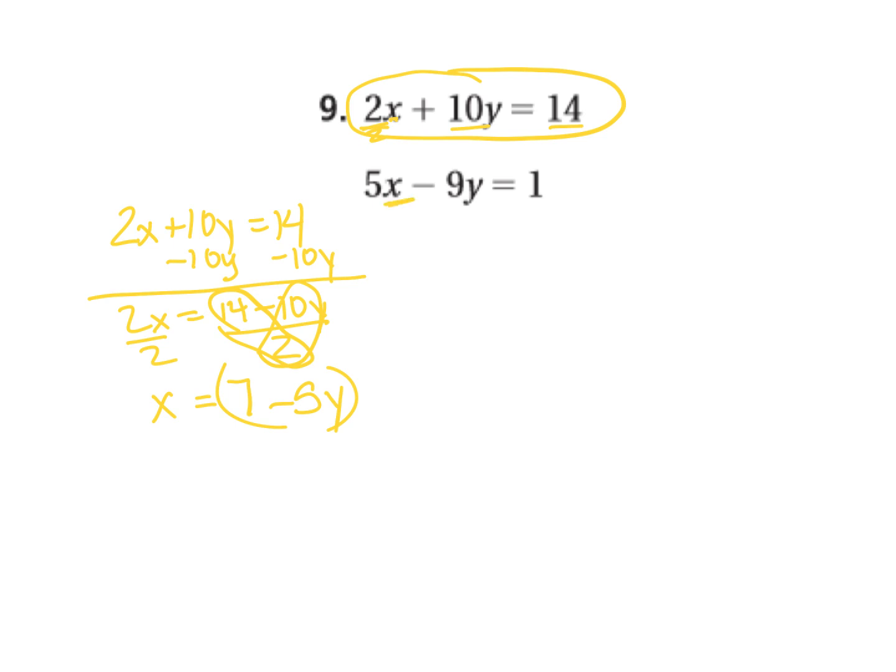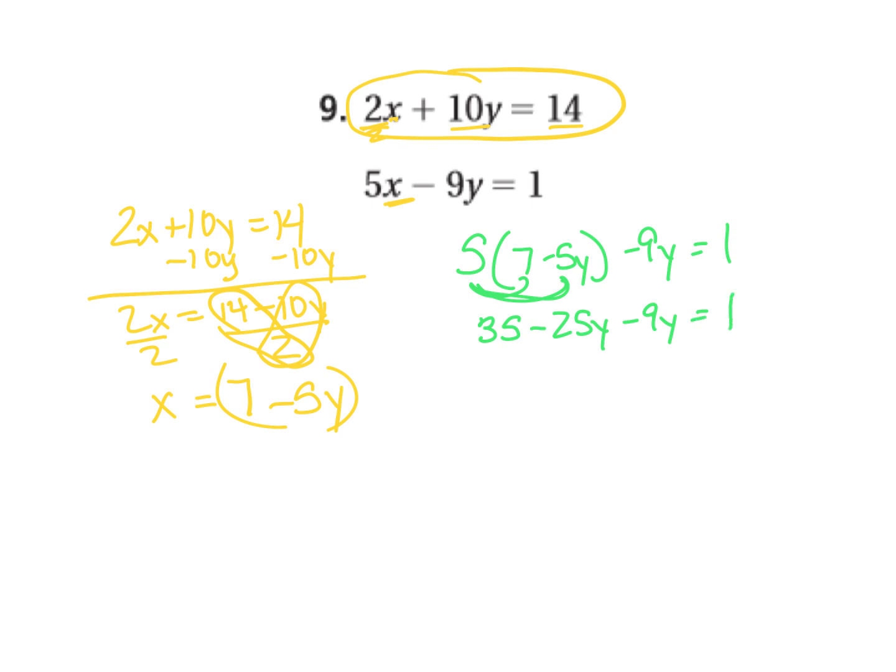And I'm going to plug it in for x there. So 5 times 7 minus 5y minus 9y equals 1. I'm going to simplify. 5 times 7 is 35, minus 25y minus 9y equals 1. Have some big numbers, but be careful, they're going to disappear. I'm going to add those two together. So I get 35 minus 34y equals 1.